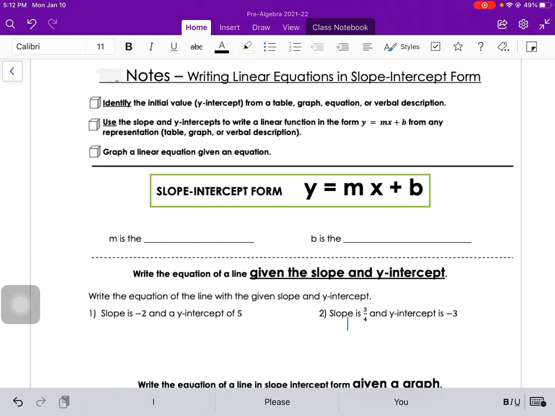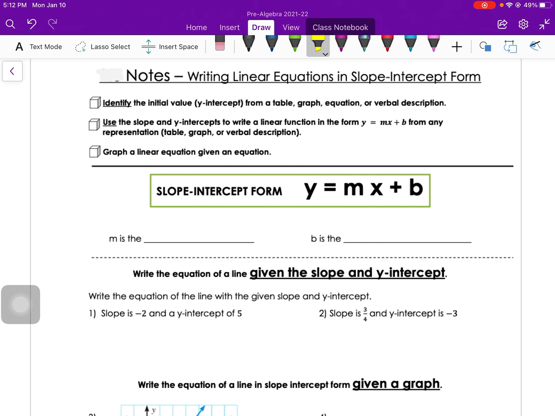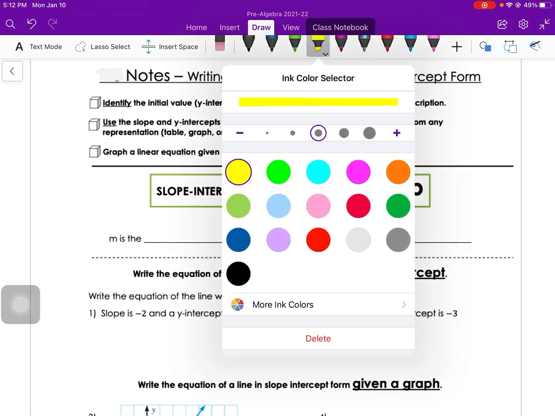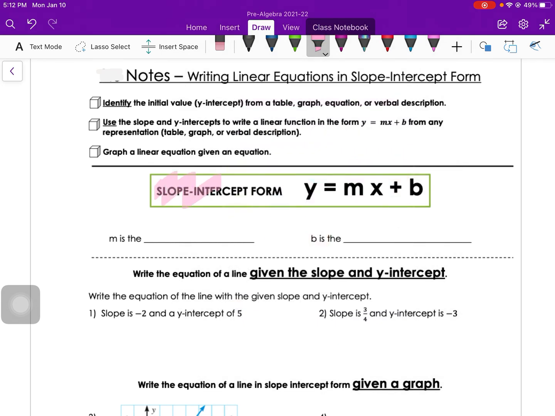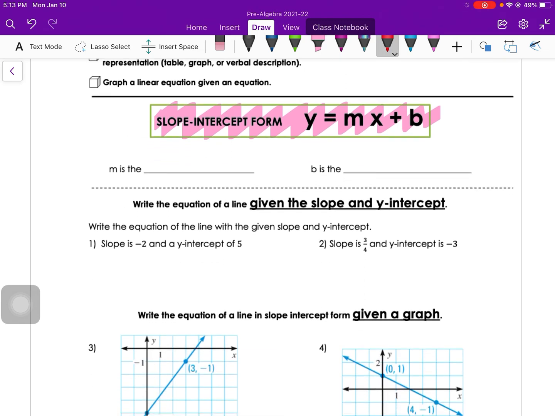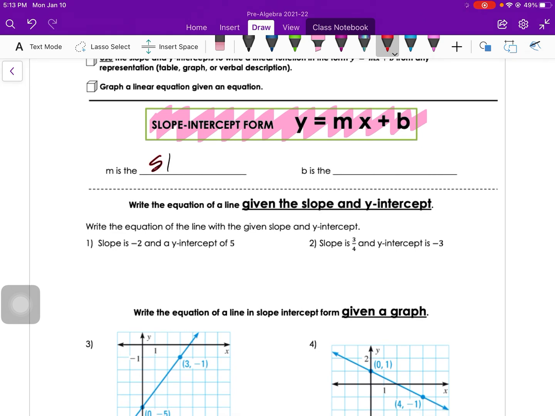Okay, so let's start with just what is slope-intercept form. And of course, as we've been talking about for probably months now, slope-intercept form is y equals mx plus b. So our goal today is to write every equation in slope-intercept form. In order to do that, we have to be able to find two important pieces of information, m and b. As you should remember from previous lessons, m is the slope, and b is the y-intercept.